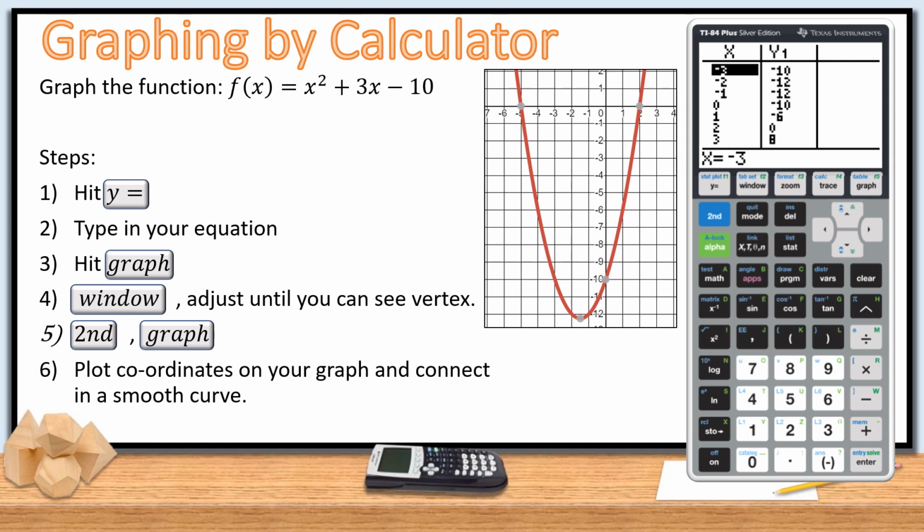If you are solving for a different y value, you would type in y equals blank in a second line, and wherever that intersects with the original parabola is going to be your solution.